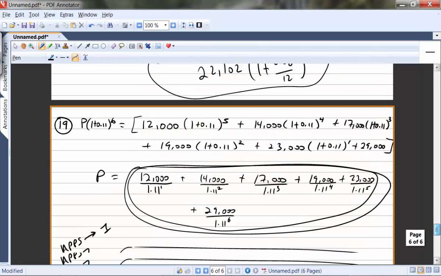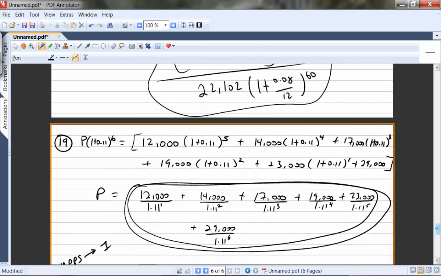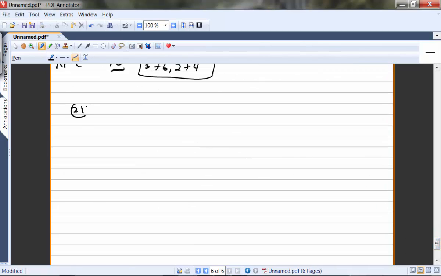So that's number 20. No, that's number 19. Let's go on. Actually, what are we? That's number 20. We didn't do 19. 19 we needed Newton's method for. So let's go on to 21.